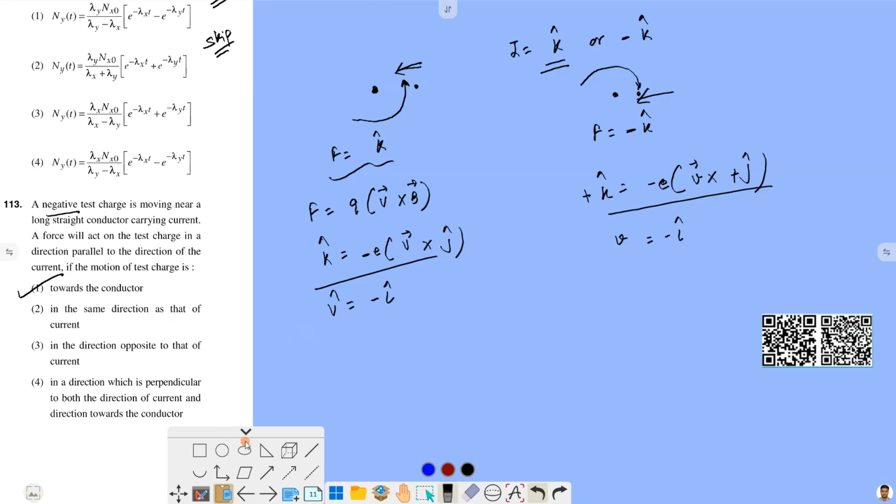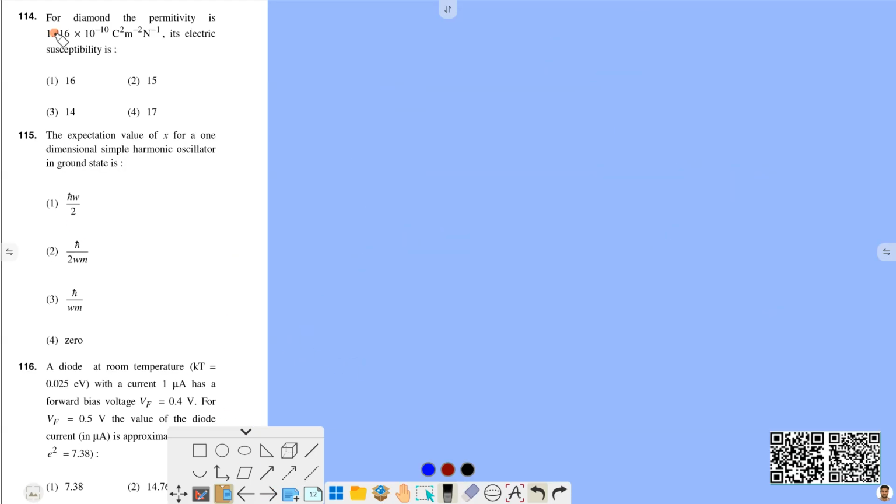Now let us move to the next one, 114. For a diamond, the permittivity is given by this relation, its electric susceptibility we have to find out. So likewise for magnetics, we have a relation that Xi is equal to mu r minus 1, where mu r is the relative magnetic permeability. So similarly for electric, we have psi e is equal to epsilon r minus 1. So that will be equal to psi e. Epsilon r will be epsilon by epsilon naught minus 1.